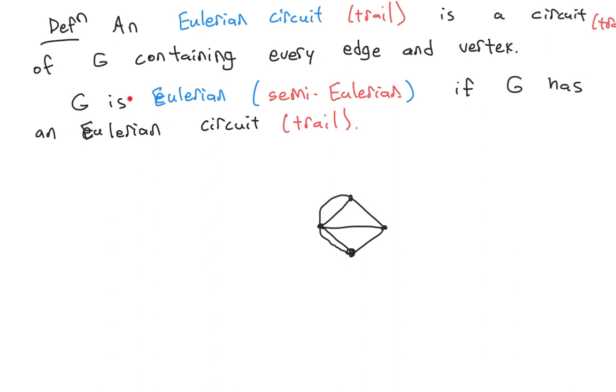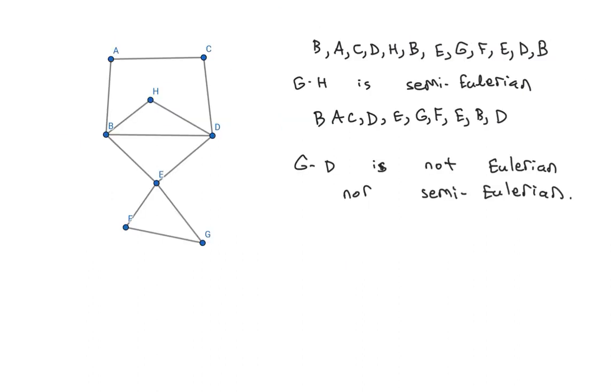So we're going to refer to a graph as being Eulerian if it has an Eulerian circuit, and semi-Eulerian if it has an Eulerian trail. So let's look at this graph that we've seen before. If you go from B to A, then A to C, then C to D, to H, to B, then down to E, then over to G, then over to F, then back to E, then back to the D, and then back, we see that we end up where we had started, and we crossed every edge exactly once. So this graph is Eulerian.